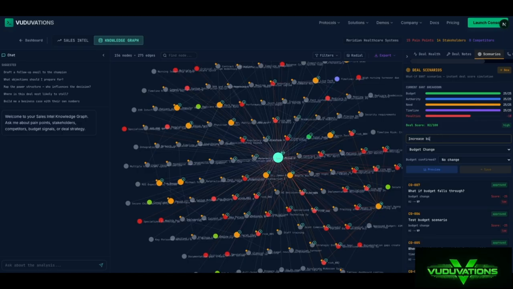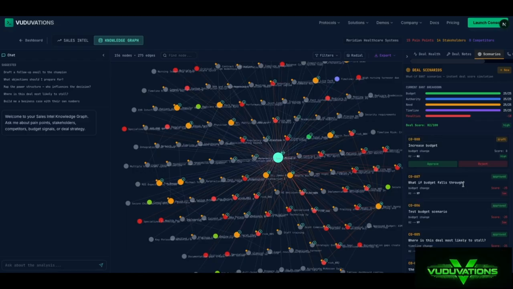First, before you can play around with the score, you got to know how it's calculated using transparent math. The system awards 25 points each for budget, authority, need, and timeline, your classic BANT, to get to 100. But watch out, because penalties will totally drag this score down. For instance, if a decision maker suddenly becomes a blocker, boom, that's an immediate 30-point penalty.